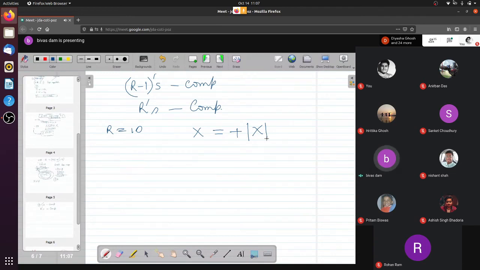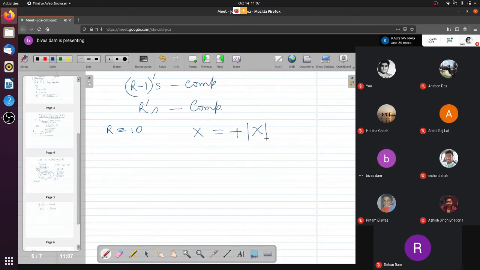In case x is a positive number, in that case there is no change in the 9's complement of x. Whatever the representation of x was earlier, it will be there as it is for the 9's complement.